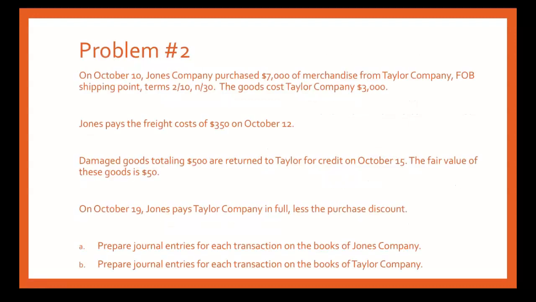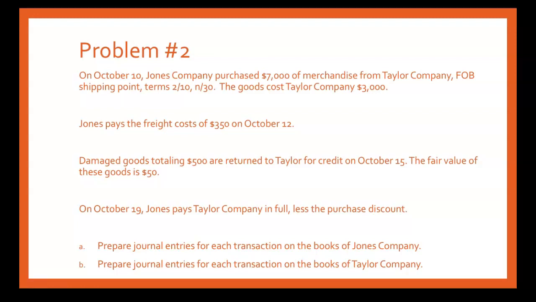Now, problem number 2. We will need to prepare journal entries for each of these transactions, first on the books of Jones Company and then for Taylor Company. So what's happening here is on October 10th, Jones Company purchases $7,000 of merchandise from Taylor Company, FOB shipping point, terms 2/10 net 30. And the goods cost Taylor Company $3,000. And then, a few days later, Jones pays for the freight costs of $350 on October 12th.